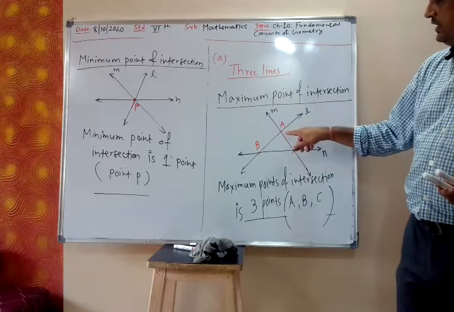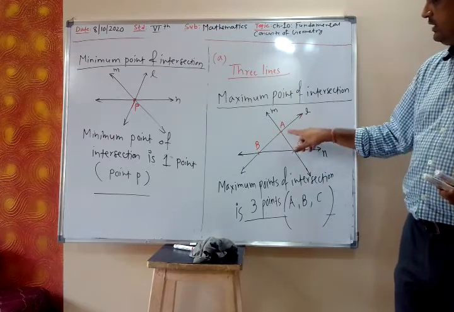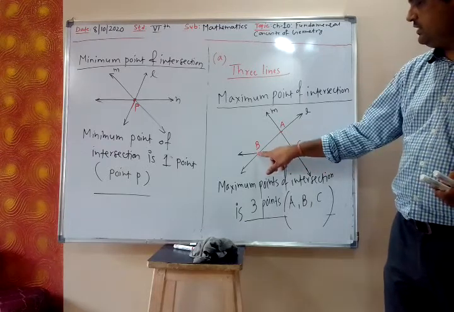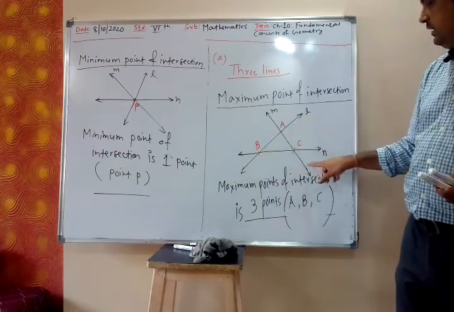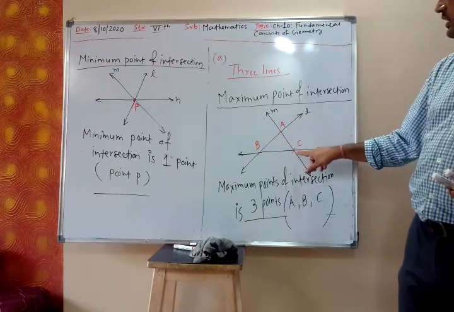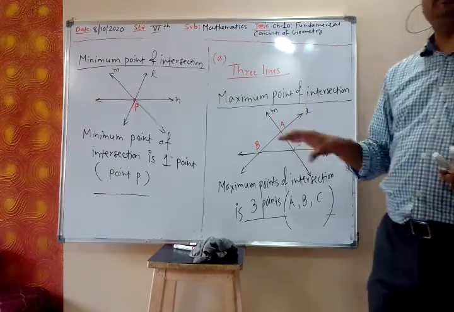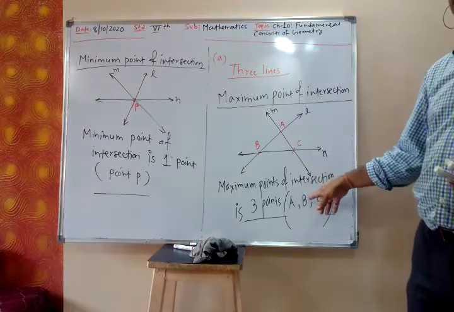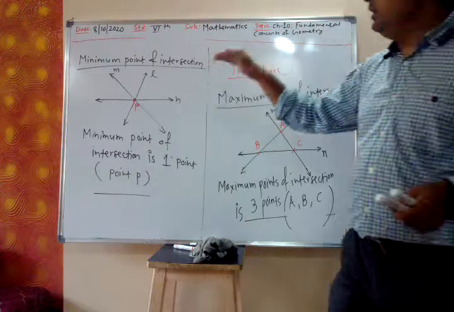For 3 lines, maximum point of intersection: line M, line L, line N. They intersect each other. Line M and L intersect each other at A. Line L and line N intersect each other at B. Line M and line N intersect each other at C. So for 3 lines, the maximum point of intersection is 3 different points, that is points A, B, C.